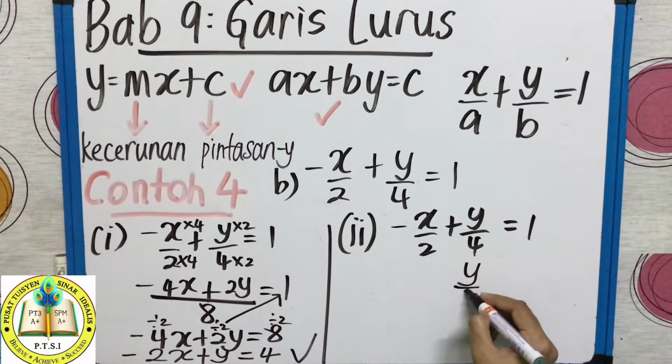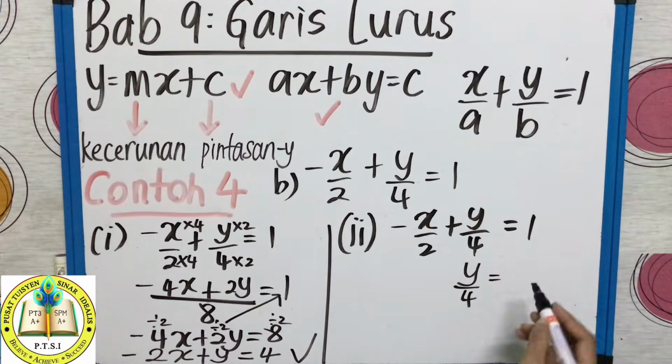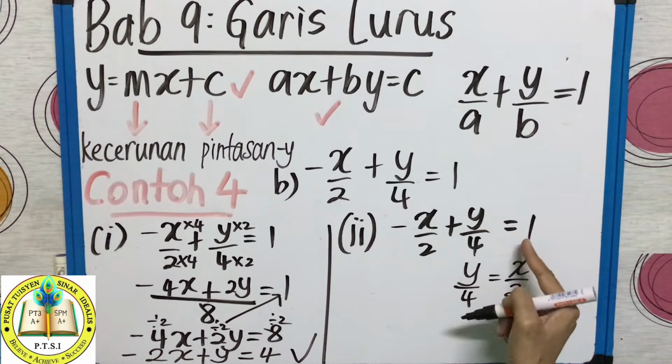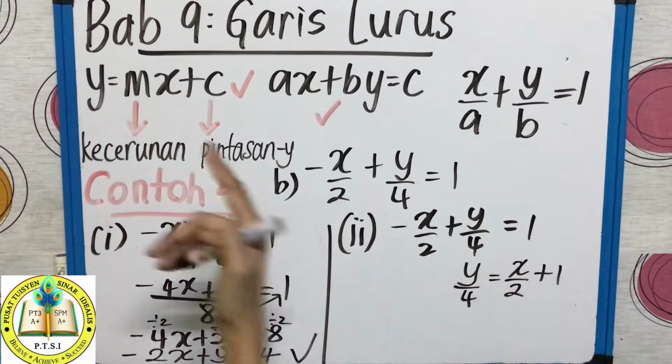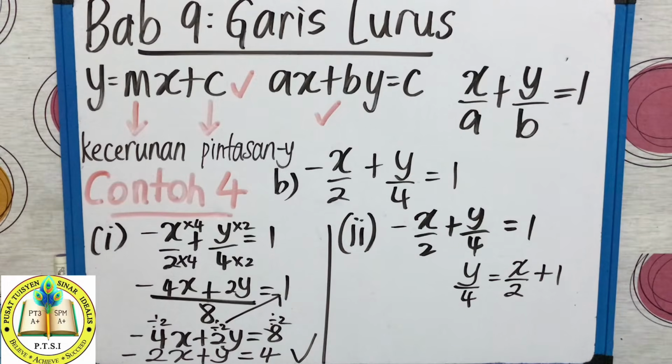So y over 4, leave it here. Negative x over 2 go there, positive x over 2. And then here got 1, so that is positive 1. Sudah. Y equal x number. Betul tak? Sama tak persamaan? It's the same. But the thing is, I told y only must have 1. Not any other number. Kita tak nak nombor lain. Satu sahaja. But here got 4.